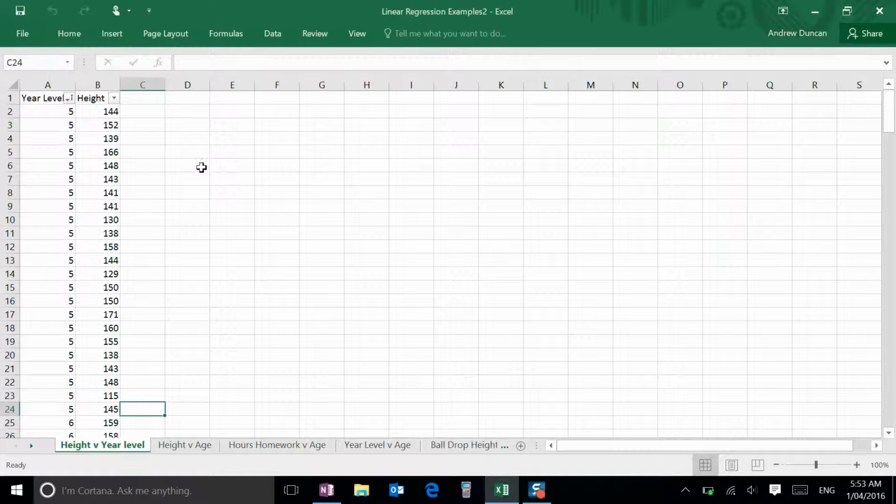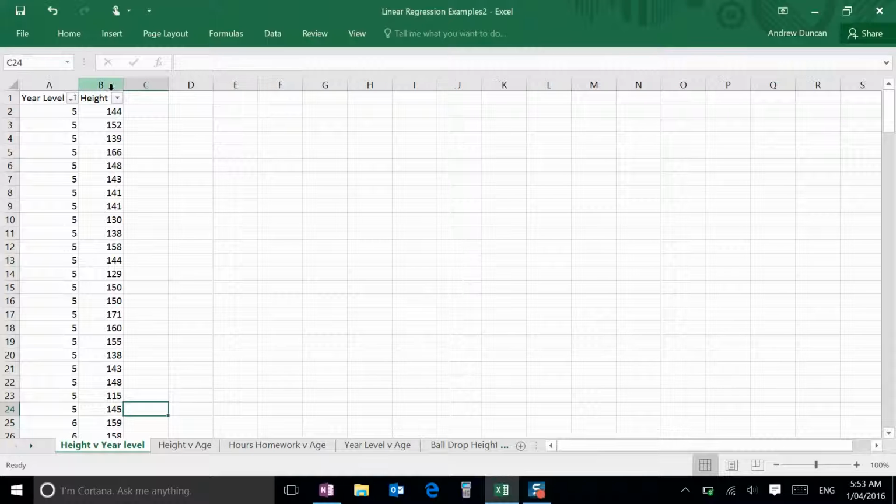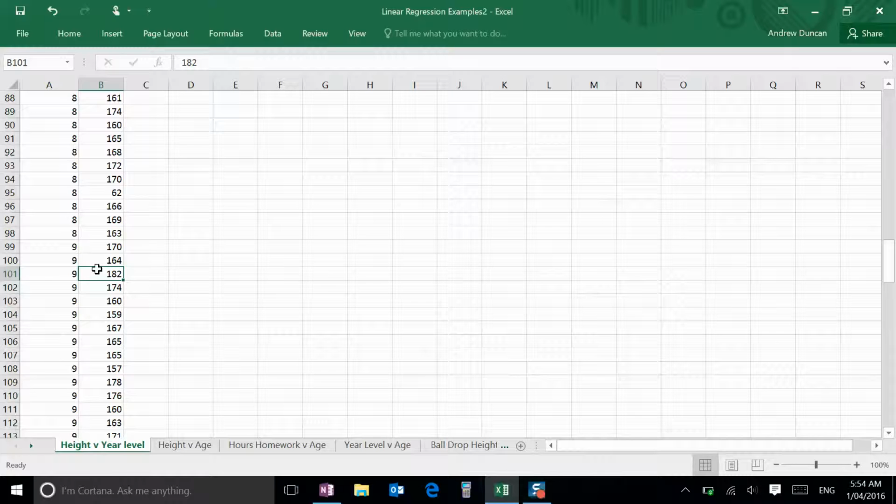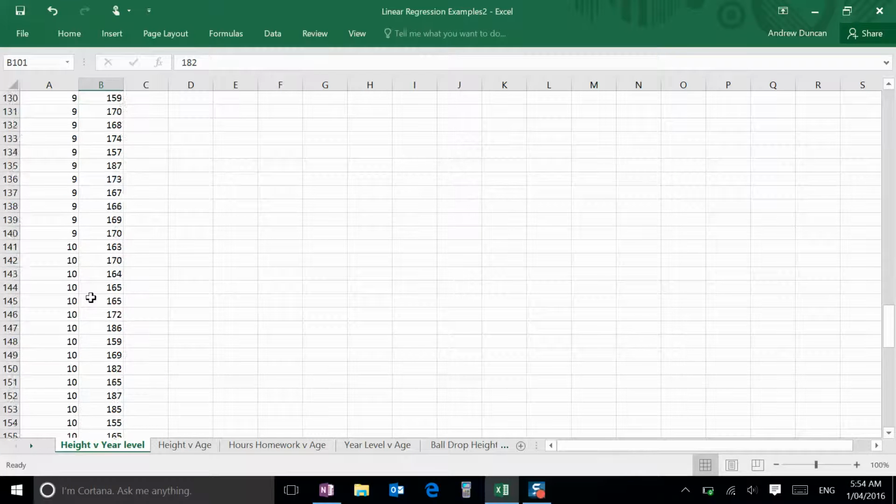All right, let's investigate some variables, see if we can find relationships between them. So I grabbed a whole heap of data from the Census at School website. This is actual real data from around Queensland, and it's got the students' year level and their height. So you see in the height, there's lots of variation. 62 centimeters. All right, I'll leave it in there. Lots of variation in the height.